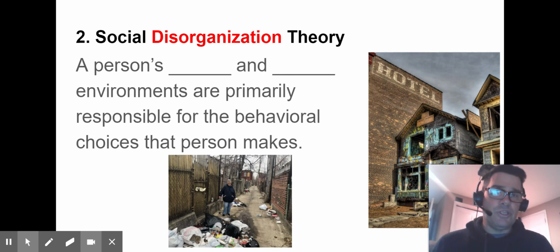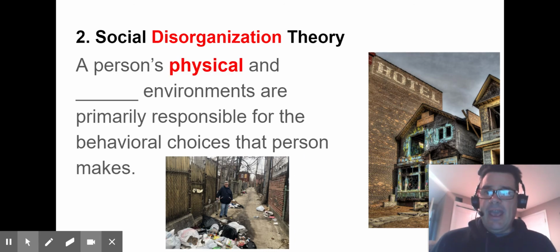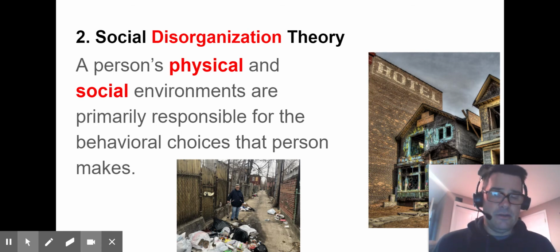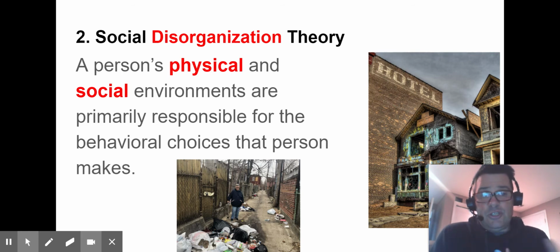The idea behind social disorganization is about where you live and a person's physical and social environments. So where you grow up, do you grow up in a community that's clean and looks nice? Do you have a social environment that's organized toward education and community? Or do you grow up in a place that's total chaos? This theory goes that those things are primarily responsible for the behavioral choices that you make. So you are influenced behaviorally to make choices based on the environment in which you live.